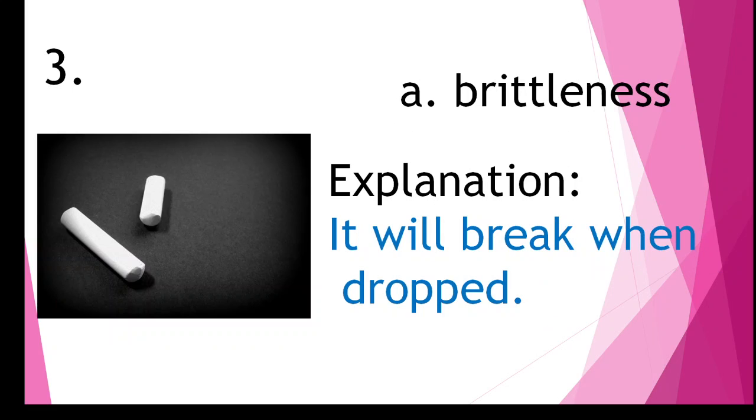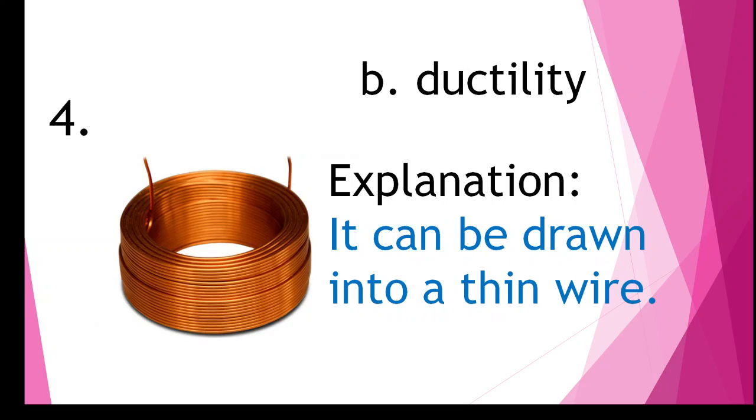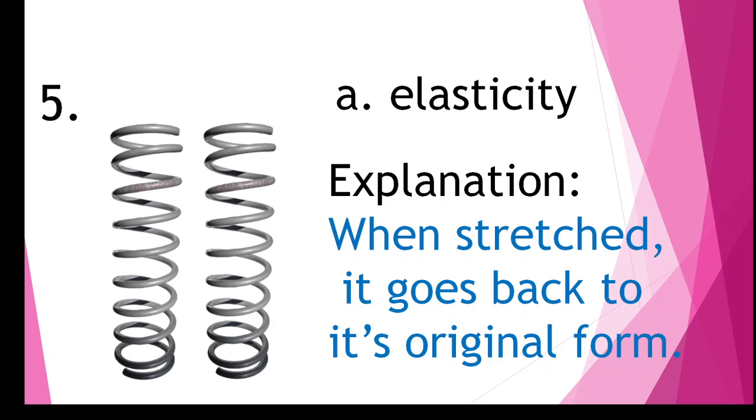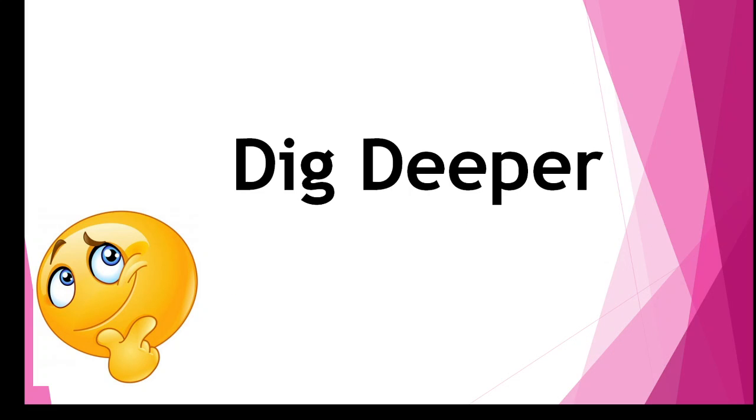Number three, chalk. The property is brittleness. It will break when dropped. Number four, copper wire. It's ductile. It can be drawn into a thin wire. Number five, we have the metal spring and it is elastic. When stretched, it goes back to its original form.